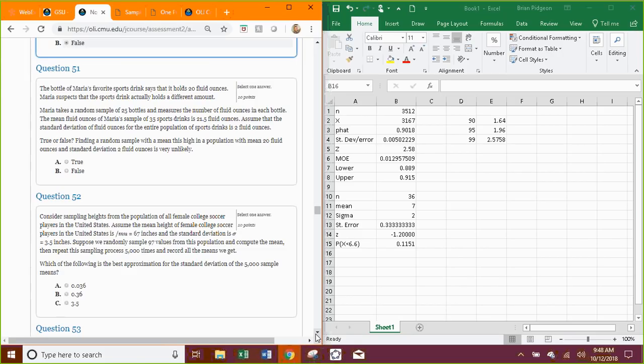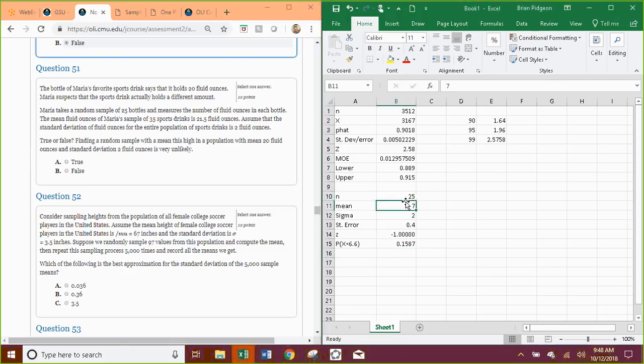The bottle of Maria's favorite sports drink says that it holds 20 fluid ounces. Maria suspects that the sports drink actually holds a different amount. She takes a random sample of 25 bottles, so that's n. And the mean is 20. The standard deviation of the population is still 2.